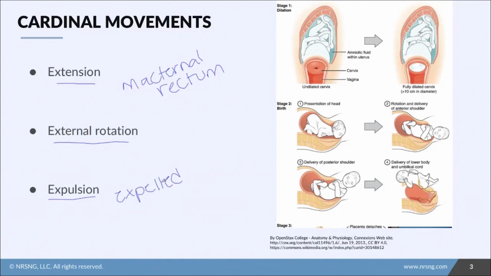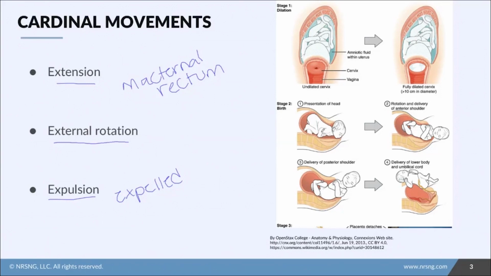So let's look at this image. We have here the head's engaged. So we're on the cervix, that we now have complete dilation. We're at 10 centimeters. And so with here, we've already had our descent happen. We're in the pelvis. We're fully dilated. Then we're going to have next the presentation of the head.